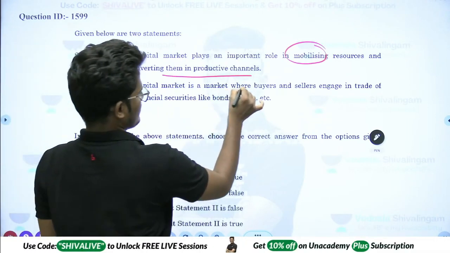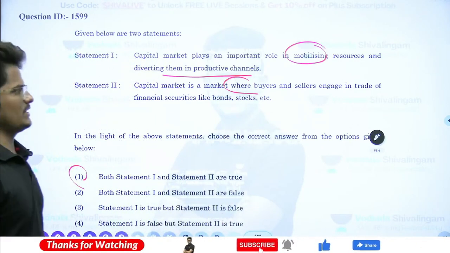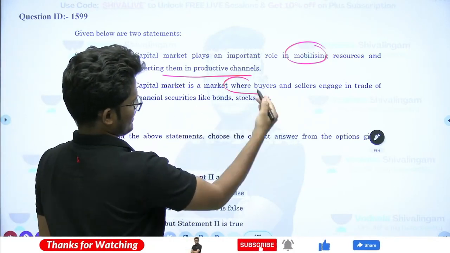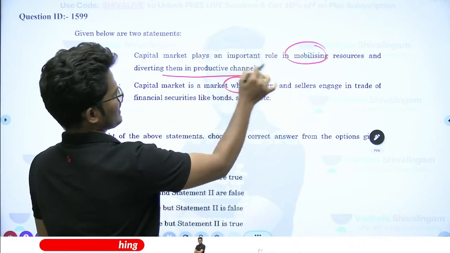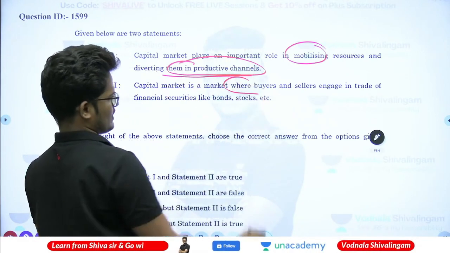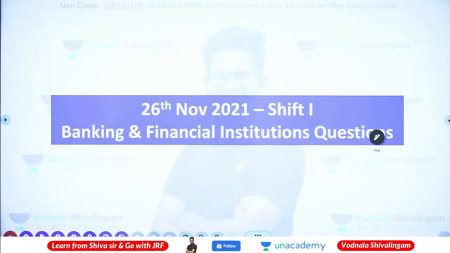The capital market is a market where buyers and sellers engage in trade of financial securities like bonds. Yes, the capital market is mainly for bonds and securities, equity, preference and debt bonds, as well as mobilizing resources and diverting them to productive channels. Wherever the investment is required, there it will be transferred. Both the statements are correct.